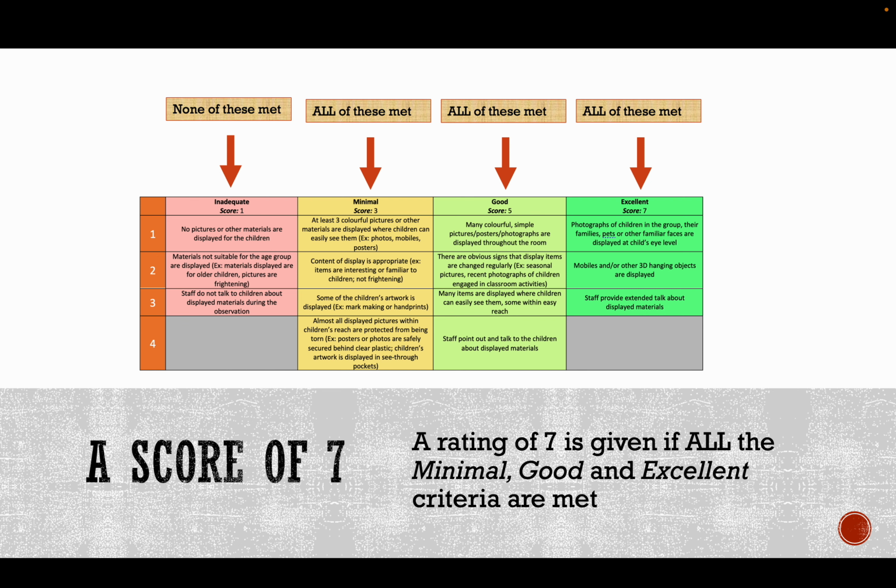And each item in the ITERS has a different number of criteria listed under inadequate, minimal, good, and excellent. This is the criteria and the rating scale for item 4, which is displays. But if you look at another item, they will have different numbers of criteria under each of those headings: inadequate, minimal, good, and excellent. But these same rules would still apply: none, all, half.